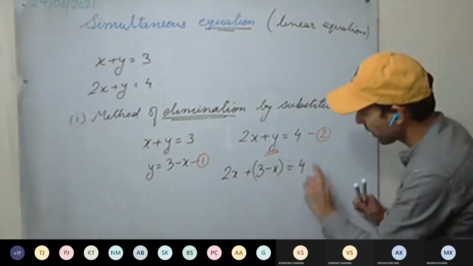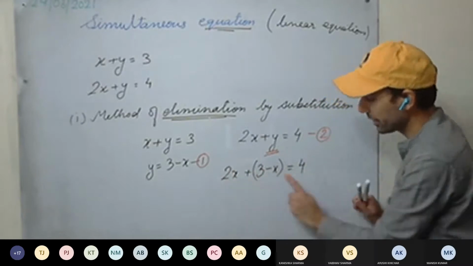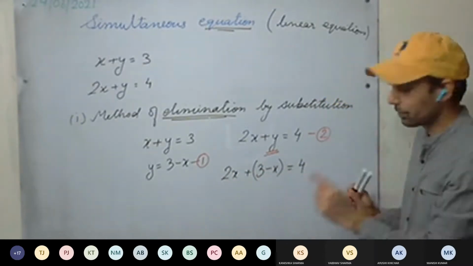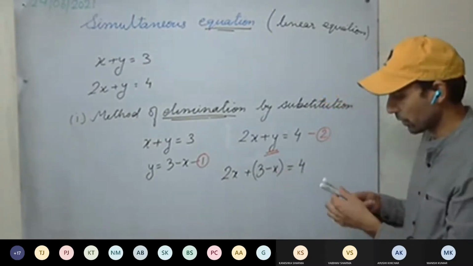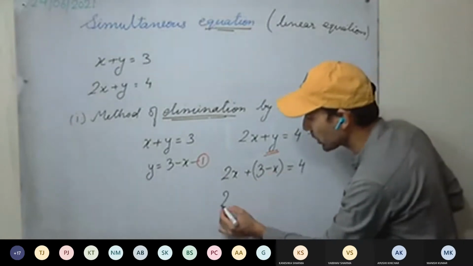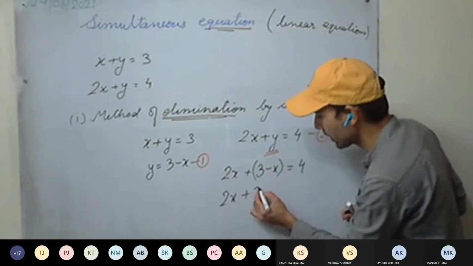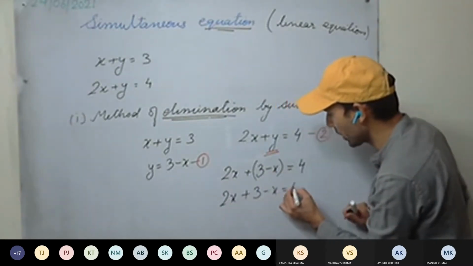Now see here. How many variables are there in this equation? Only one variable is there and we can solve it. Yes or no? It will be 2x plus 3 minus x equal to 4.